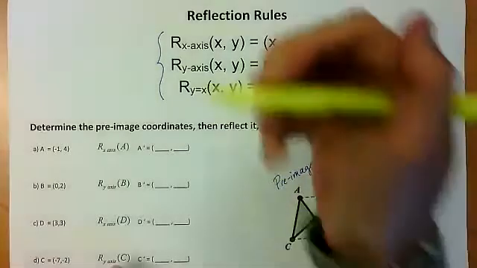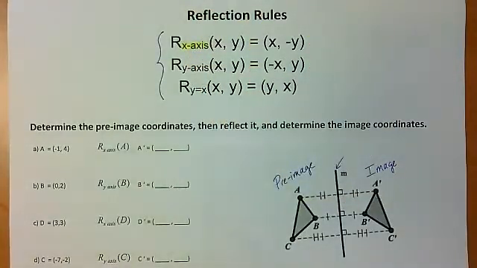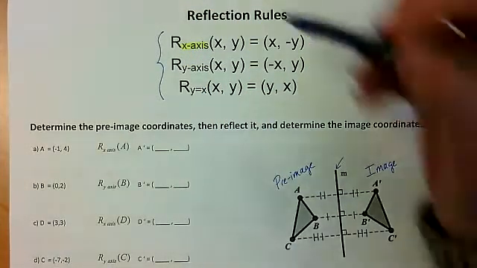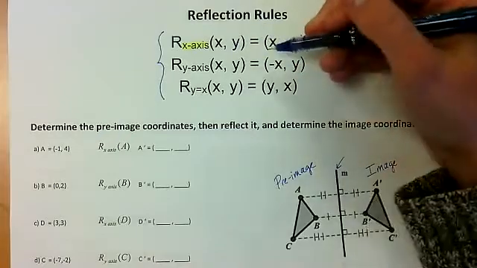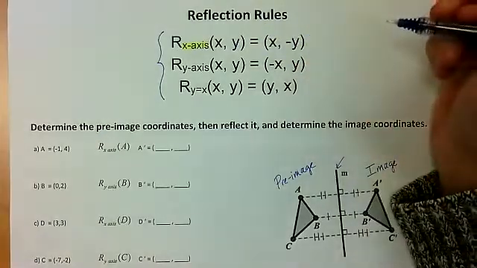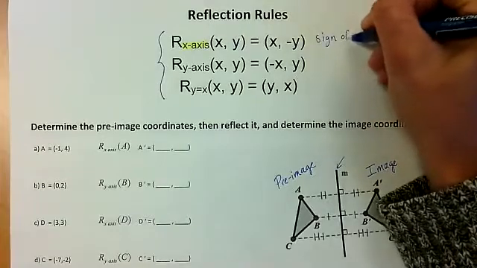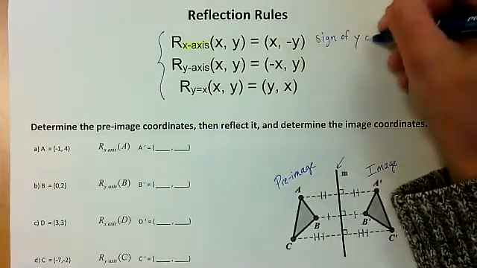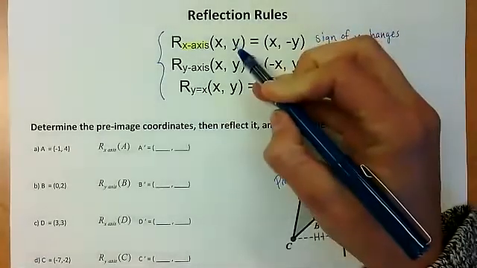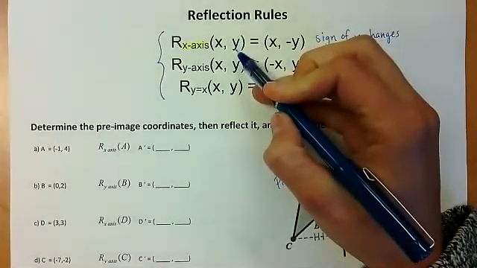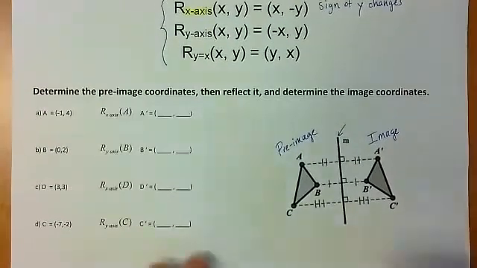So in this first one, our line of reflection is the x-axis. When we reflect over the x-axis, any point (x, y) is now going to change into (x, -y). So the sign of y changes. I'm going to write that down. The sign of y changes. If it was a positive number, it's going to be negative, and if it's a negative number, it's going to be positive.